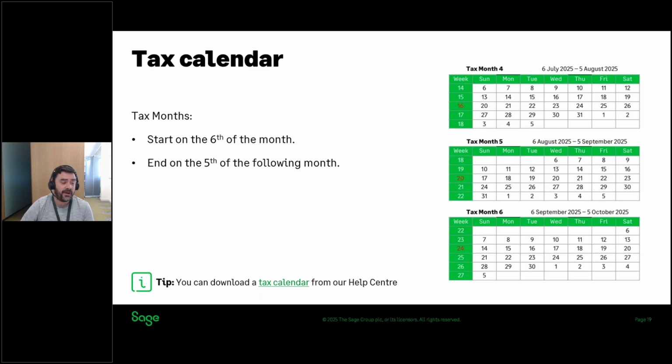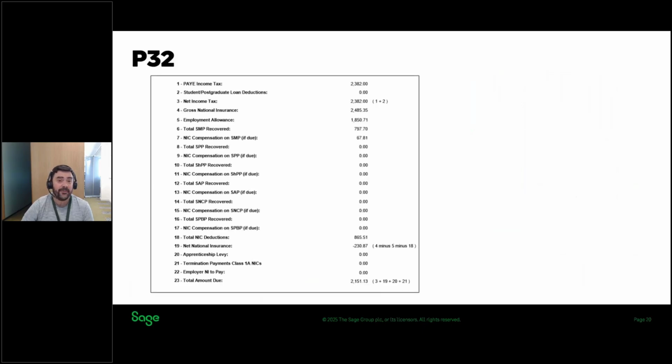Now, before we go into the demo, I'd like to show you a bit of a breakdown of the information that appears on a P32 report. So these are the 23 items that you would see on it. And the first 4 items on a P32 are the total of the tax you've deducted from employees, the total of the student or postgraduate loans you've deducted, the subtotal of those 2 items, and then number 4 is the gross national insurance. So this is the employee and employer contribution added together. And these values are what are reported to HMRC in the full payment submission that you've just seen Sarah demonstrate.